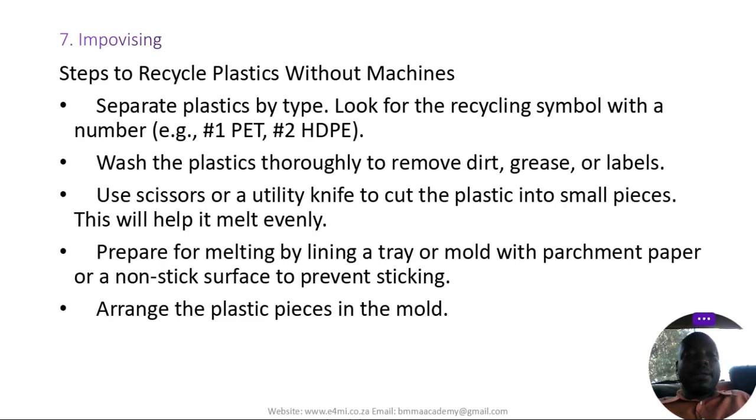You wash the plastics to remove the dirt, the grease, or the labels. We use the scissors or utility knife to cut the plastics into small pieces. If we do not have a shredder machine, this will help it melt evenly. And then we prepare it for melting by lining a tray or mold with parchment paper so that it does not stick when it is being melted. And then we arrange those plastic pieces in the mold.